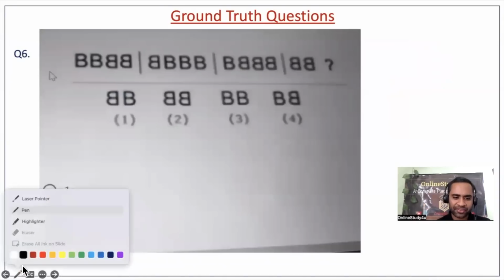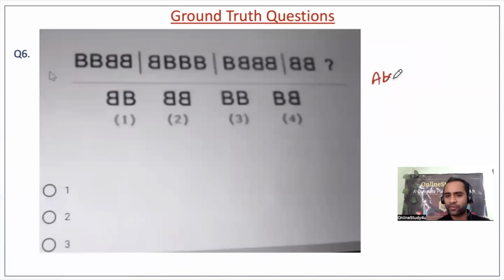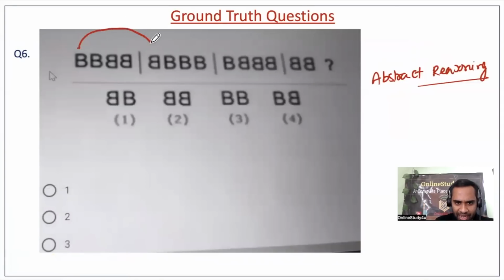Now question number 6 we will try to analyze. Friends, all these questions come under abstract reasoning. Now here we have B, and then it is the opposite of that, and then again the opposite of that, and then again the opposite. So the first letter is B, then the opposite, then again opposite, and then again opposite. Now the second letter stays the same, and then it got changed, and then again it is the same.